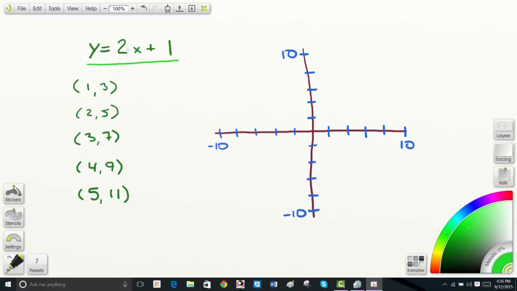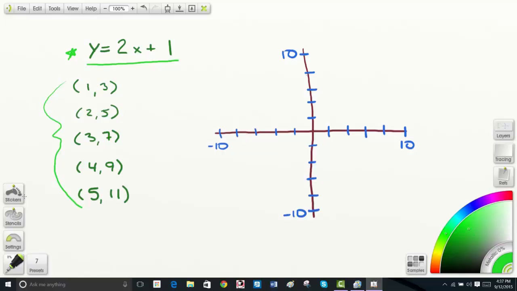So we tried multiplying by 2, and then adding 1. 1 times 2 is 2, add 1, you get 3. Multiply 2 by 2, you get 4, plus 1 equals 5. 3 times 2 is 6, plus 1 is 7, and so on. So that's how we created this equation, directly from a set of data points, or what we call ordered pairs, as we talked about in the last lesson.